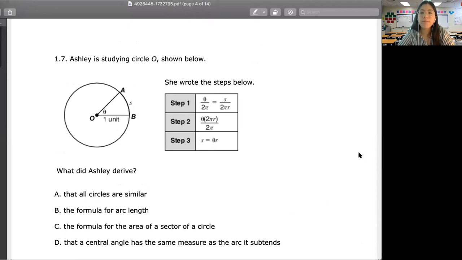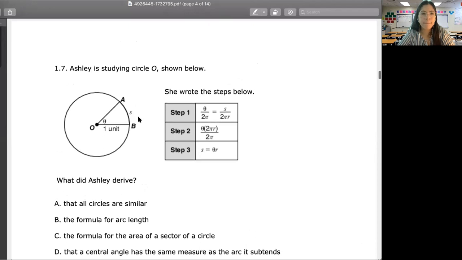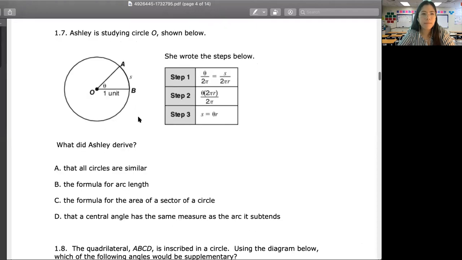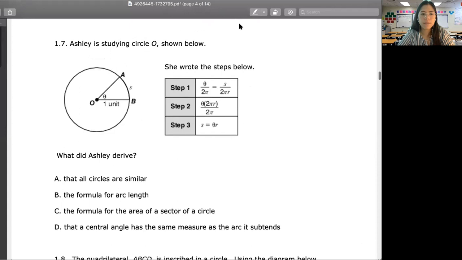Wait, Miss, can you scroll up a little so that the 1.7 is at the top? Like that. Yeah, there you go. Thank you. You're welcome. So to derive something just means to rearrange one formula to turn it into something else.